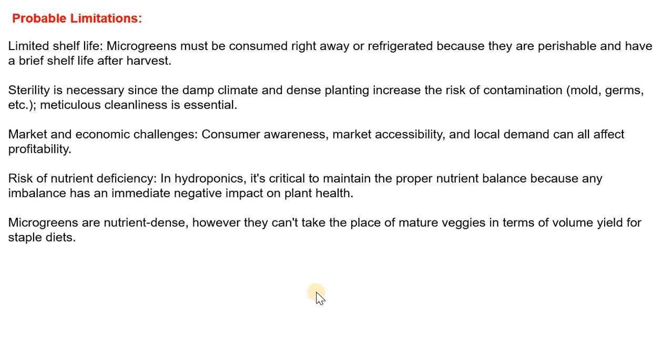Risk of nutrient deficiency. In hydroponics, it's critical to maintain the proper nutrient balance because any imbalance has an immediate negative impact on plant health. Microgreens are nutrient dense. However, they can't take the place of mature veggies in terms of volume yield for staple diets.